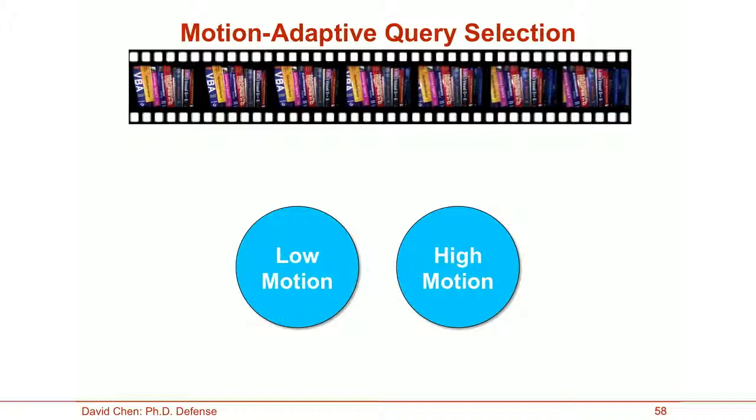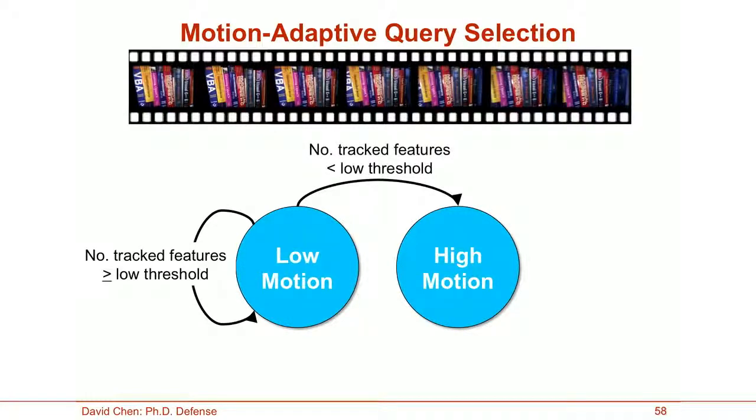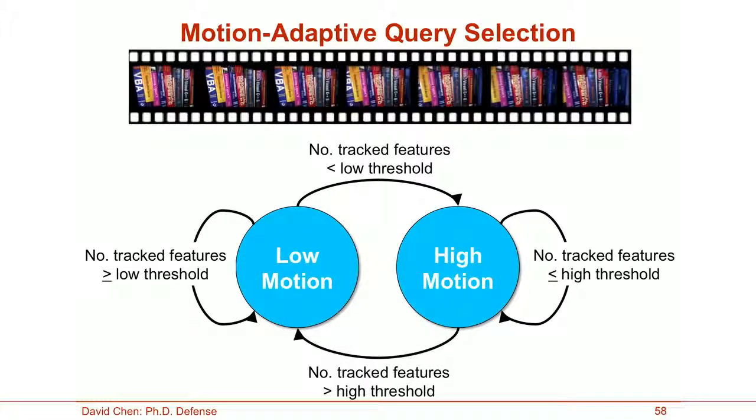Our motion adaptive query selection mechanism classifies every viewfinder sequence into low and high motion states. If we're in a low motion state, we stay there as long as the number of track features remains above a low threshold. Otherwise, we go to a high motion state. Similarly, if we're in a high motion state, we stay there as long as the number of track features is below a high threshold. Otherwise, we go to a low motion state.